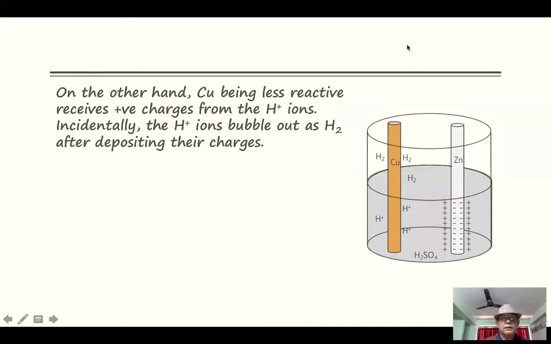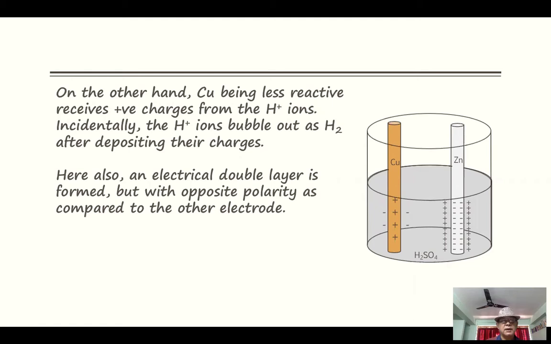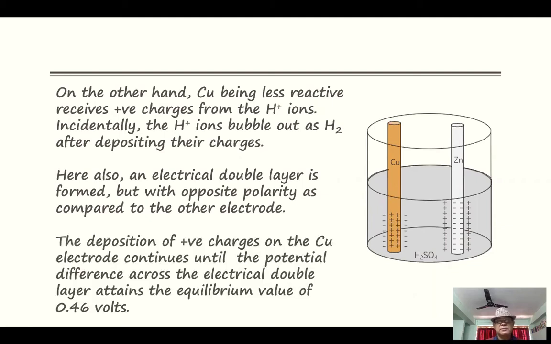On the other hand, copper, being less reactive, receives positive charges from the positive hydrogen ions. Incidentally, the positive hydrogen ions bubble out as H2, that is hydrogen gas, after depositing their charges. Here also, an electrical double layer is formed, but with opposite polarity as compared to the other electrode. The deposition of positive charges on the copper electrode continues until the potential difference across the electrical double layer attains the equilibrium value of 0.46 volts.